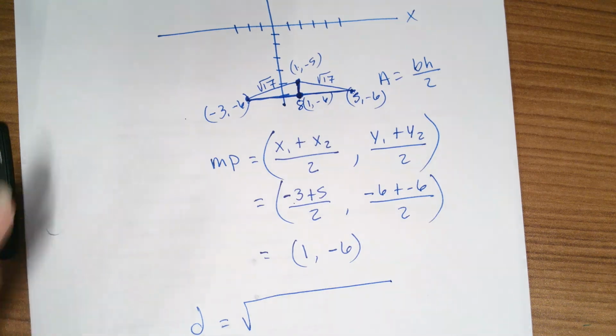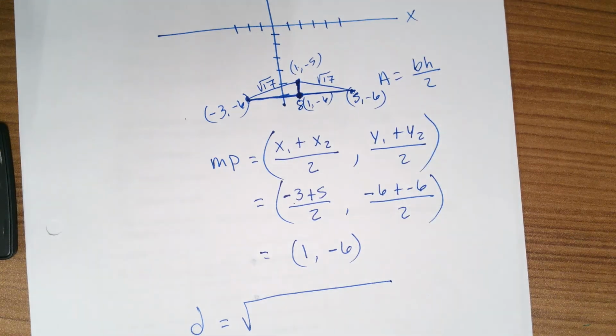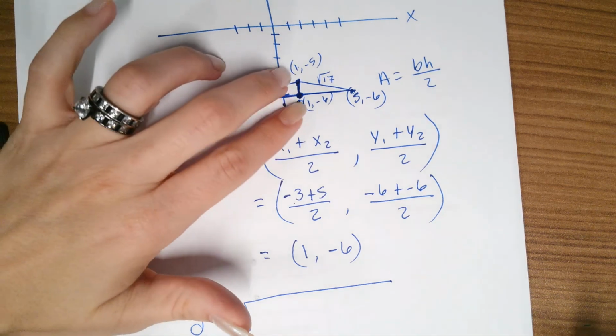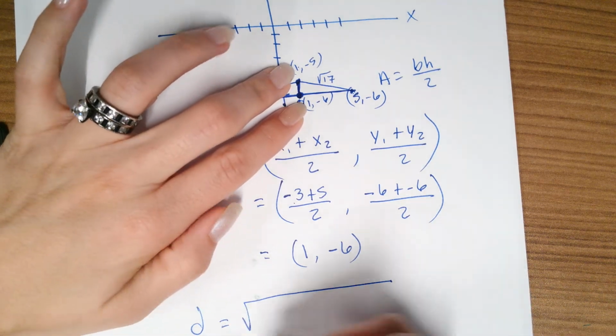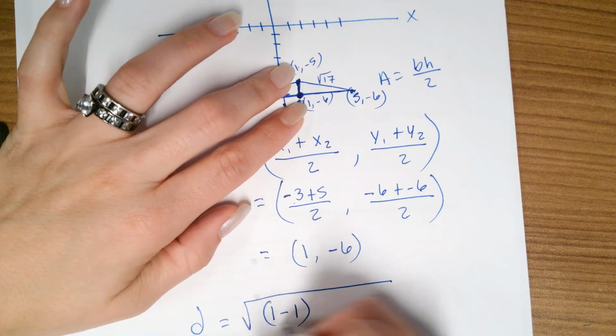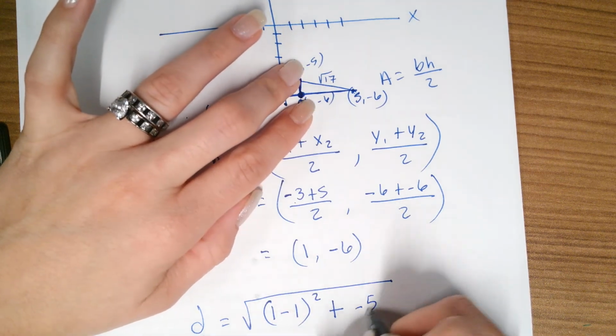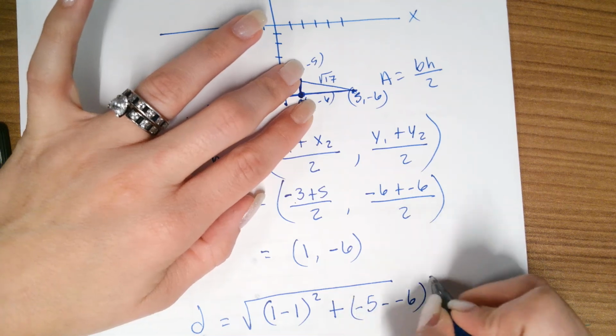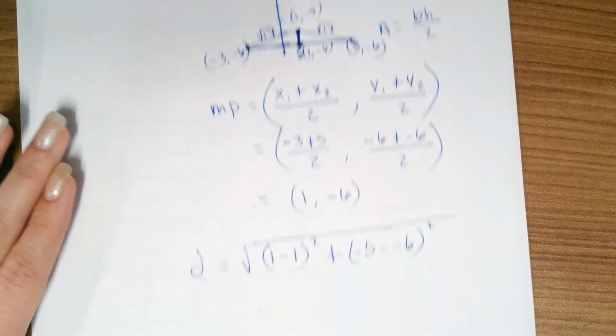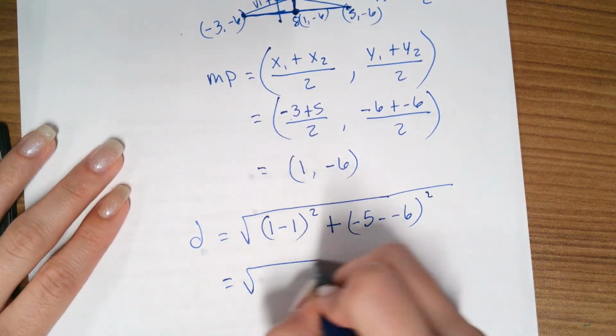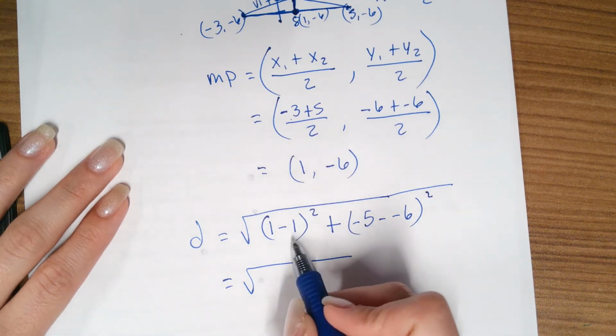And so again, square root of x1 minus x2 squared plus y1 minus y2 squared. So my x values here we see are the same. So I'm going to have 1 minus 1 squared plus the difference of my y values. So -5 minus -6 squared. So let's simplify this. 1 minus 1 is 0.